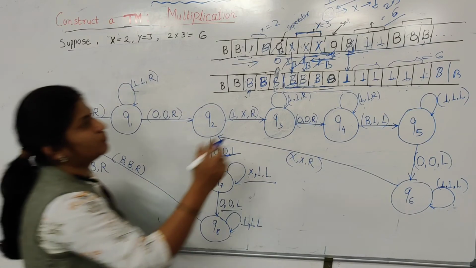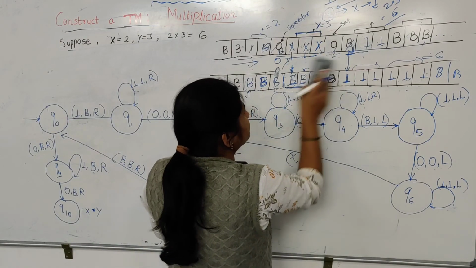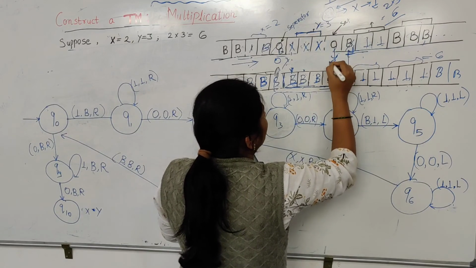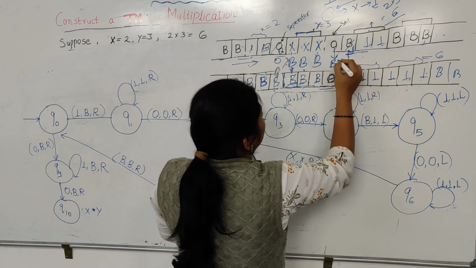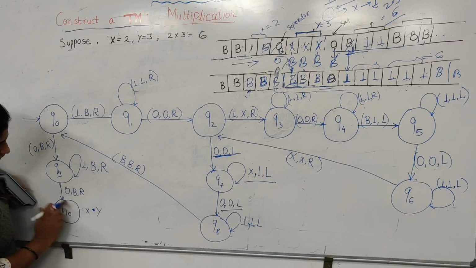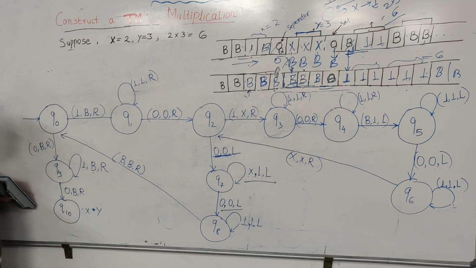direction. After this, one separator is remaining. See here, one separator is remaining, that is 0. This also we have to convert into blank. All we had converted into blank. So we have converted this into blank, and we had reached our final state, that is Q10. Here is our multiplication operation completed.